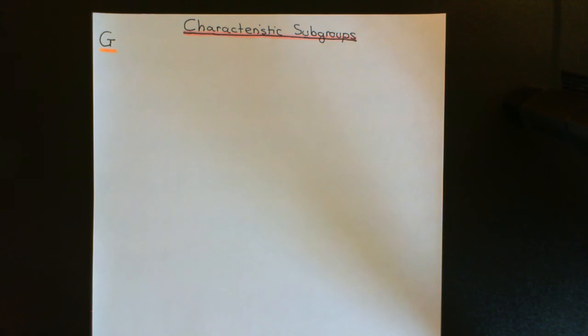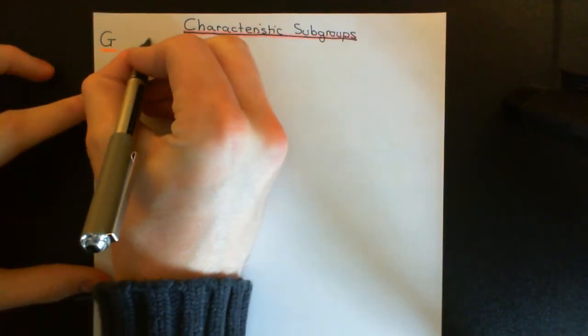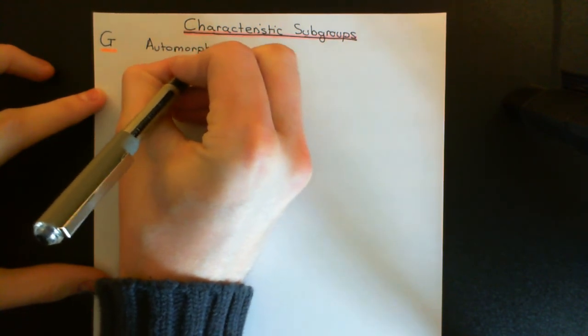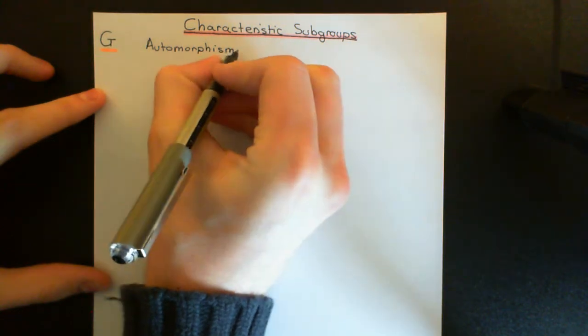Now, before we can actually define the notion of a characteristic subgroup, there are some prerequisites that I'd like to go over, and the prerequisite is the concept of an automorphism. We have had videos previous to this in the playlist on automorphisms, but because the concept is so central here, I want to just remind you of it. We'll discuss automorphisms initially, and then once we've done that, we'll define what a characteristic subgroup is.